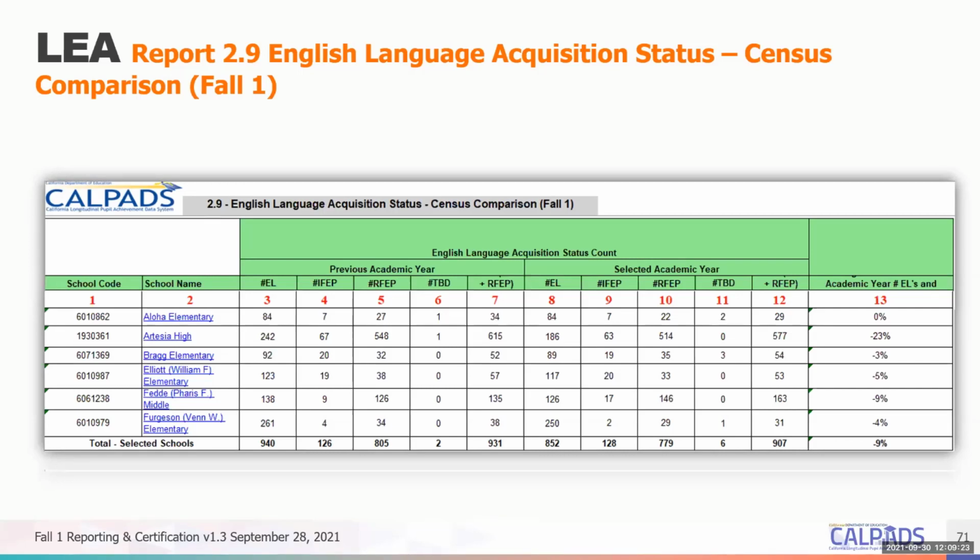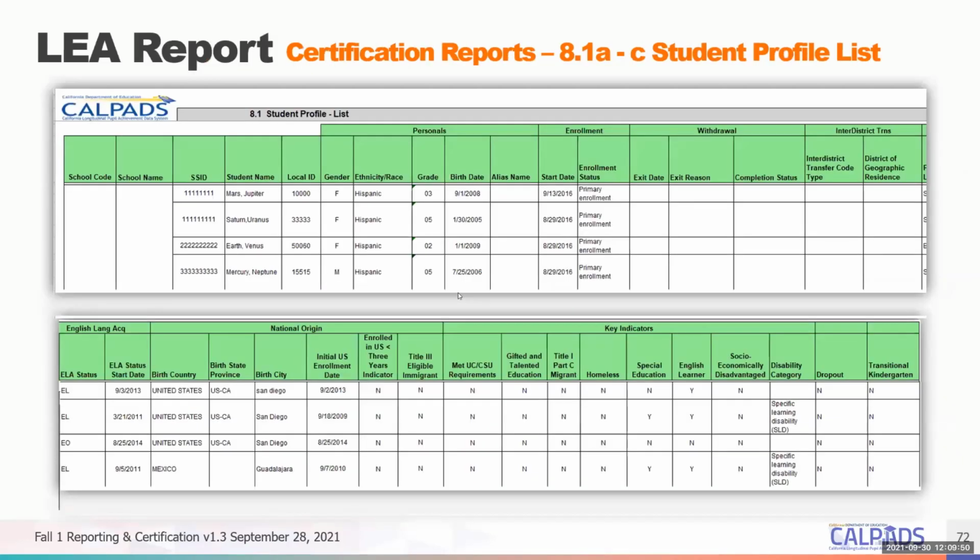We wouldn't expect, unless there was a cataclysmic event, to go from 1,000 English learners one year to 5 the next, right? And so the comparison report is still a good tool to make sure your data is accurately reported. Also, it goes by school. So if the EL counts are not adding up to the way you would expect, you can revisit that before you go to certify. Then you have your report 8.1.